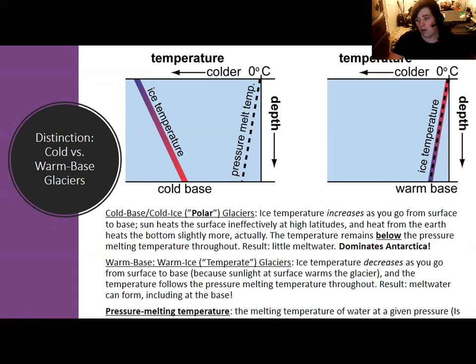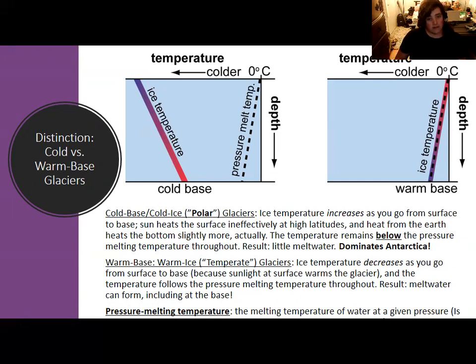Now, in the polar regions, the sunlight is pretty weak. Remember that in Antarctica and Greenland, we're at a high latitude, and the sunlight is meeting the Earth at an angle, and it's very spread out. So it doesn't do a very good job of heating the surface of the glacier, even in the summer. And so in polar glaciers or cold-based glaciers, the ice temperature goes from cooler at the top to slightly warmer at the bottom because the bottom is warmed somewhat by friction and from geothermal heat, the heat from the Earth's surface itself.